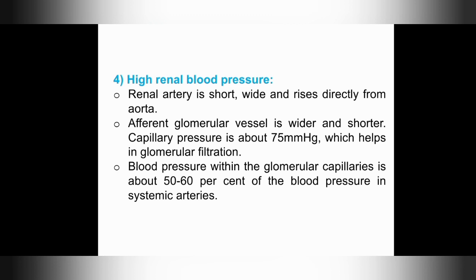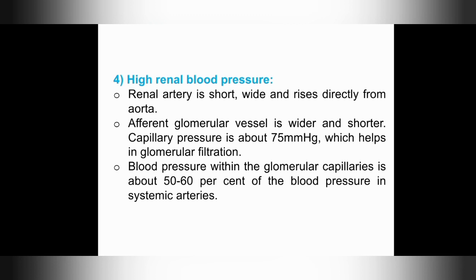Afferent glomerular vessel is wider. Other things are there. Afferent glomerular vessels, the afferent arterioles. This afferent arteriole is wider and shorter. Capillary pressure is 75 mm of mercury, which helps in the glomerular filtration. Blood pressure within the glomerular capillary is about 50 to 60% of the blood pressure in the systemic artery. So what is written? It is written that the glomerular afferent arteriole is wider and shorter.